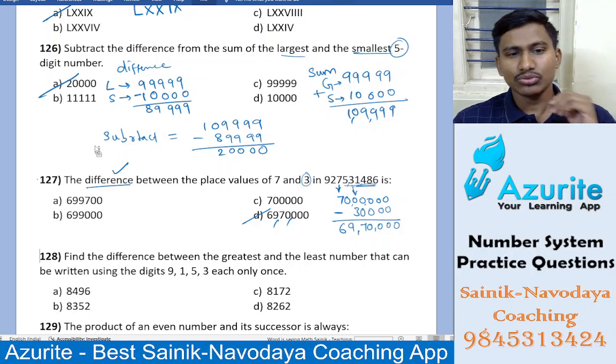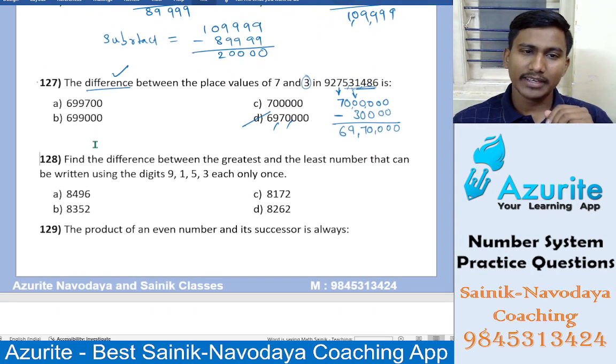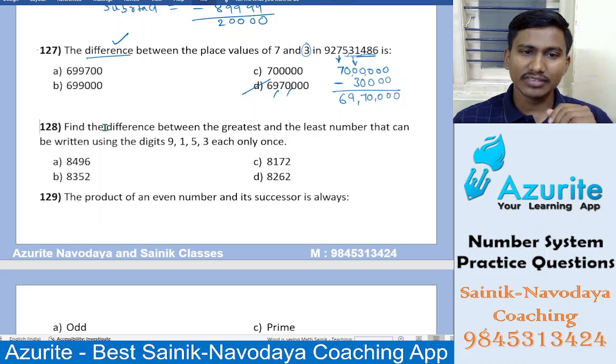Now let's do the next, 128. Find the difference between the greatest and the least number that can be written using these two digits, only once. So write the greatest and the smallest, both, and find the difference. That is very easy. Will you be able to do it? This is an easy question. Do it as homework.